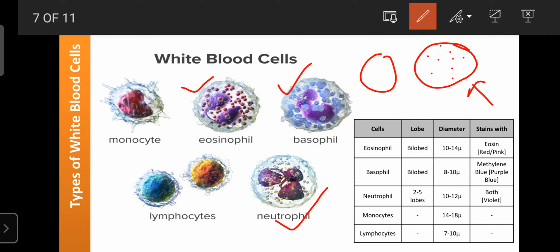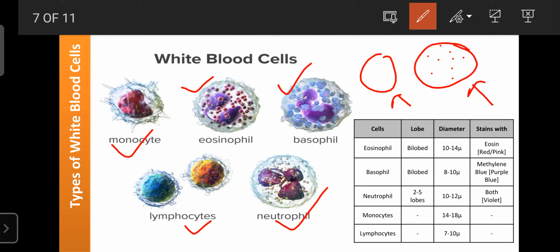Regarding the agranulocytes, they do not have any granules in the cytoplasm. They are sub-classified into two types, the monocytes and the lymphocytes. These monocytes and lymphocytes are mainly involved in the defense mechanism.